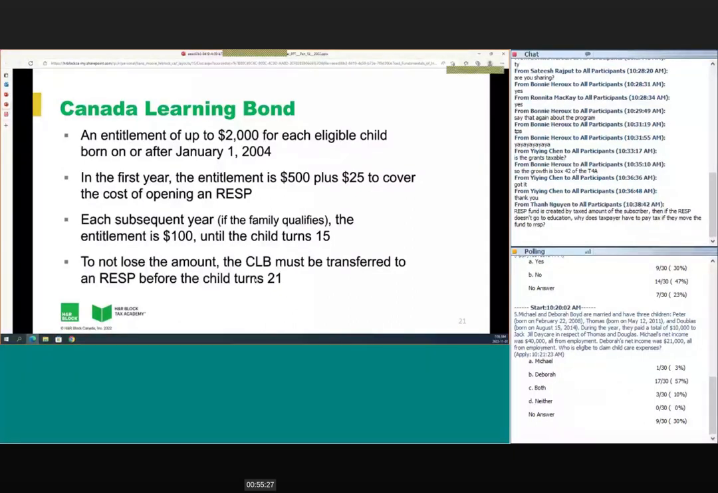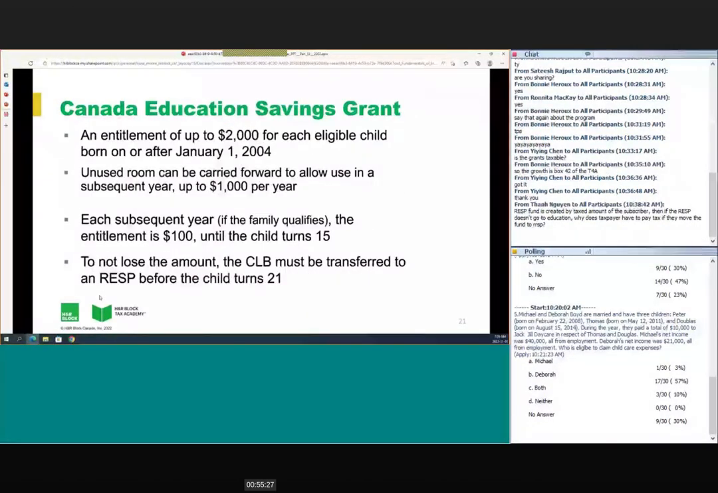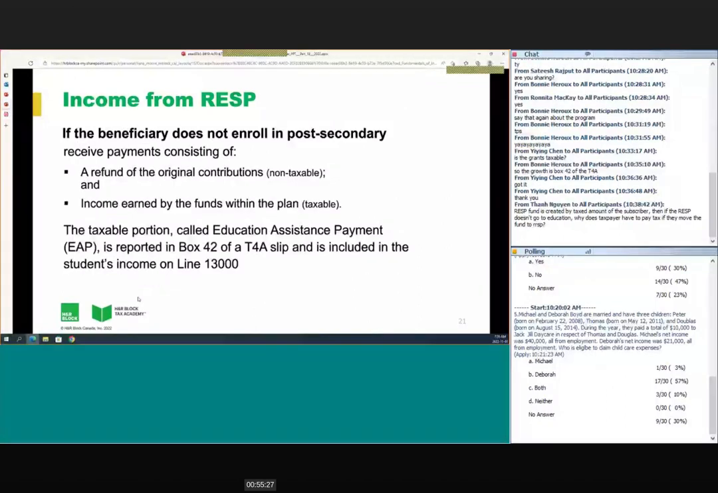So there's a question here. RESP fund is created by taxed amount of the subscriber. Then if the RESP doesn't go to education, why does the taxpayer end up having to pay tax if they move the fund to the RSP? No, they wouldn't have to do it. No, it says here that they don't.